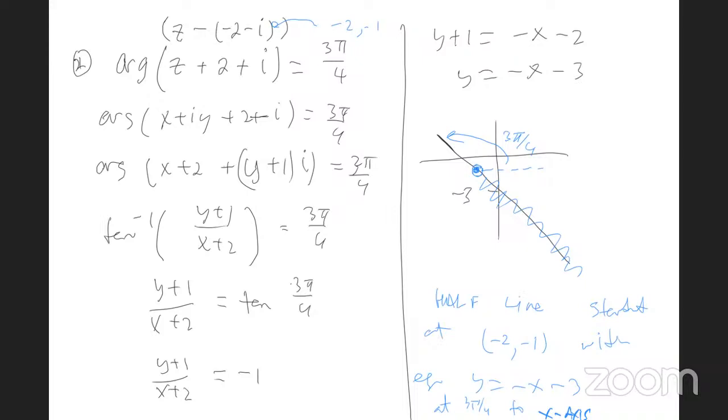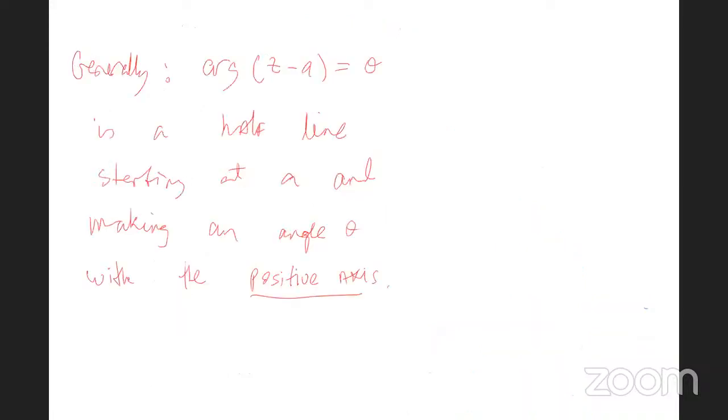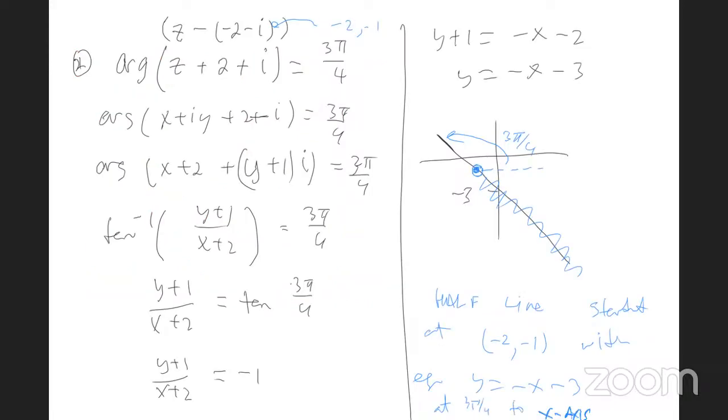What did you do to get minus 2, minus 1? Oh, I just put it in the form I gave you here, z minus e. Put it in the form z minus e. And then when I got e, I read off the real and the imaginary parts there: minus 2, minus 1.